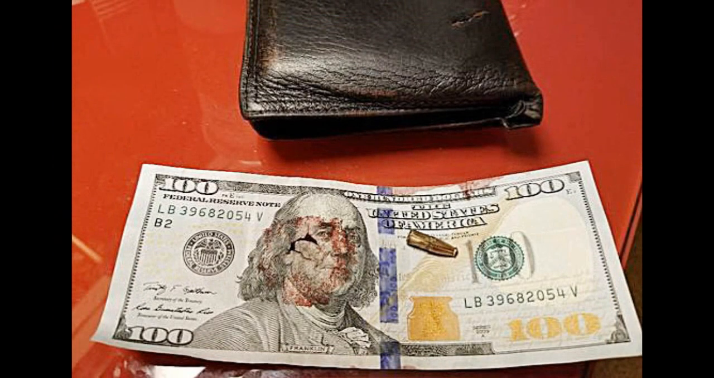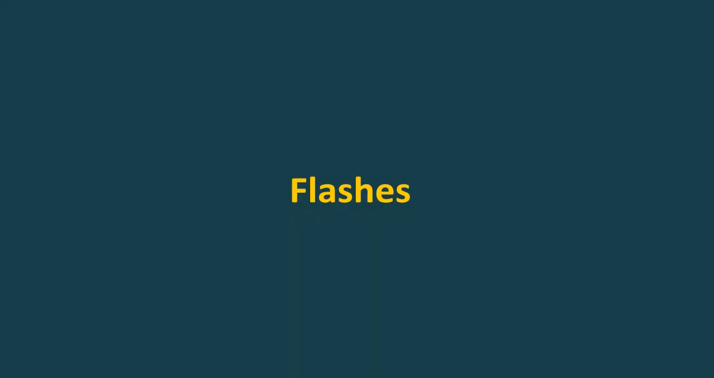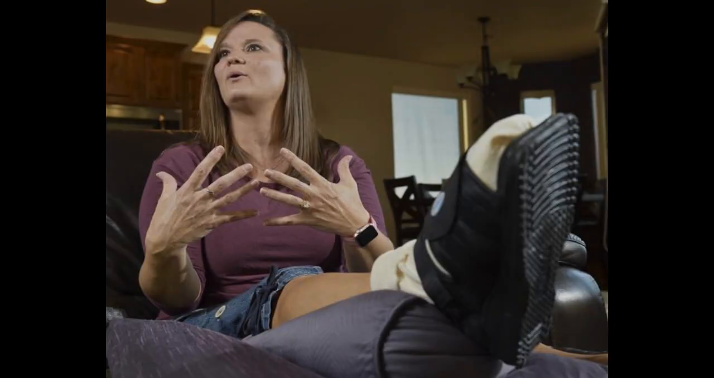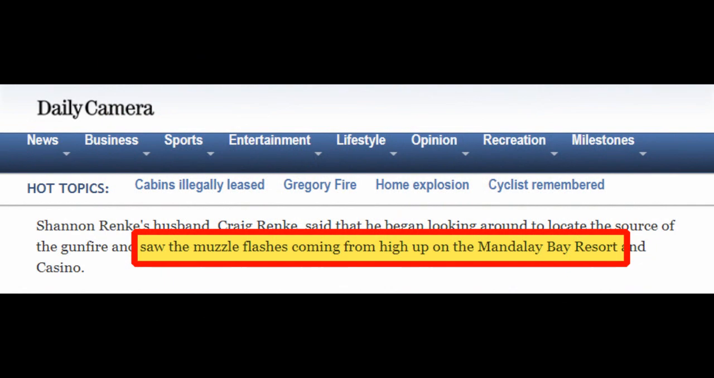A man called Bill Robinson was shot through his stomach and buttocks. The bullet lodged in his wallet. His photo of the bullet is the only publicly known image of a bullet from the Las Vegas shooting. The husband of Shannon Rinke, one of the wounded, claims to have seen muzzle flashes coming from Mandalay Bay.